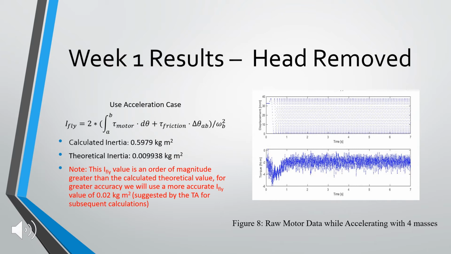Last week, we calculated the moment of inertia of the flywheel with the head removed. We did this by integrating the torque done by the motor over the angular displacement, adding it to the torque done by friction and multiplied by the total displacement, and then dividing that value by the angular velocity of the flywheel. Then multiplying that by 2, we get the moment of inertia of the flywheel.